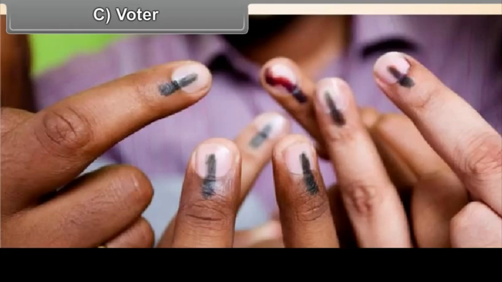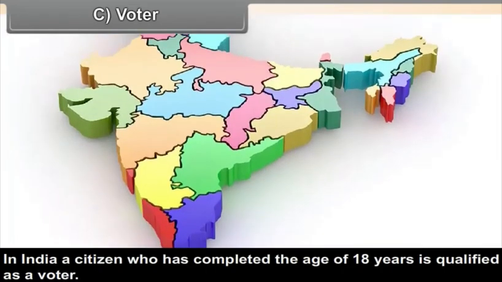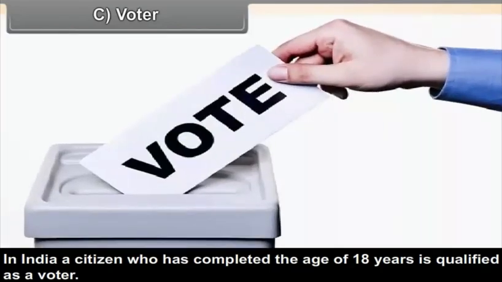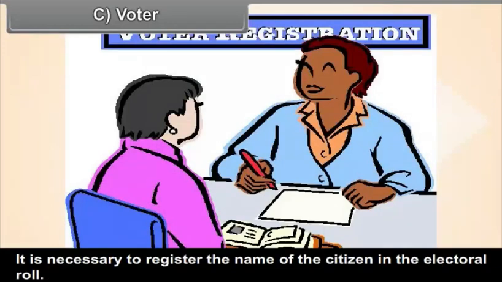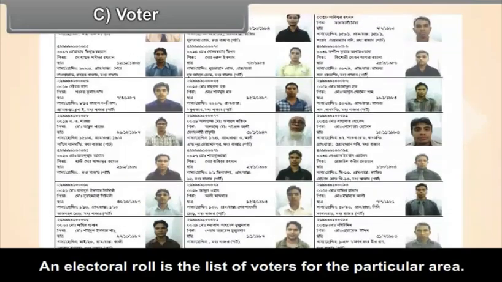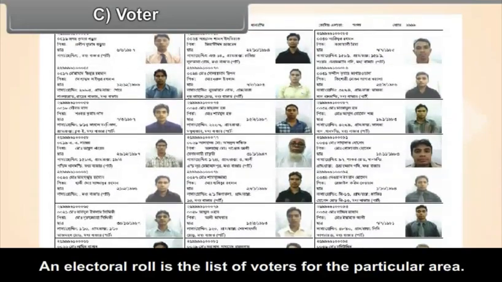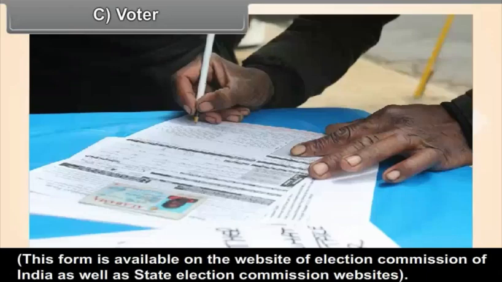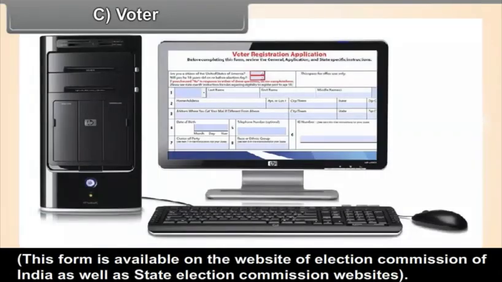C. Voter. In India, a citizen who has completed the age of 18 years is qualified as a voter. It is necessary to register the name of the citizen in the electoral roll. An electoral roll is the list of voters for the particular area. Citizens have to fill the form and submit it to the concerned officer. This form is available on the website of Election Commission of India as well as State Election Commission websites.